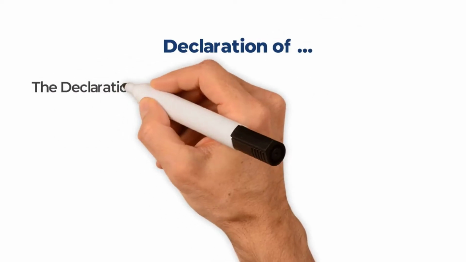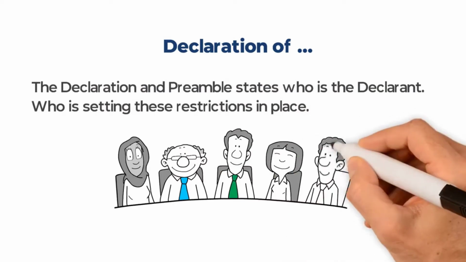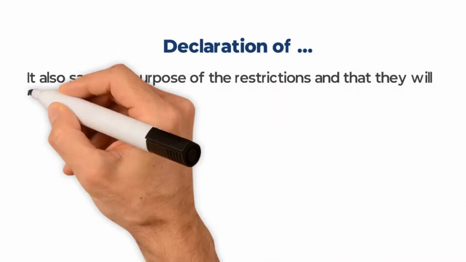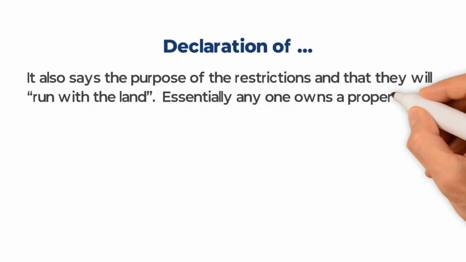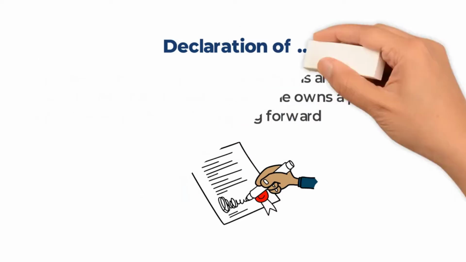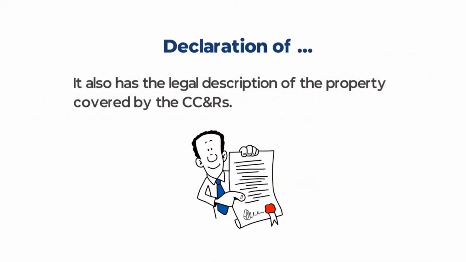Declaration. The declaration and preamble states who is the declarant, who is setting these restrictions in place. It also says the purpose of the restrictions, and that they will run with the land. Essentially, anyone who owns a property will be subject to these rules going forward. It also has the legal description of the property covered by the CC&Rs.